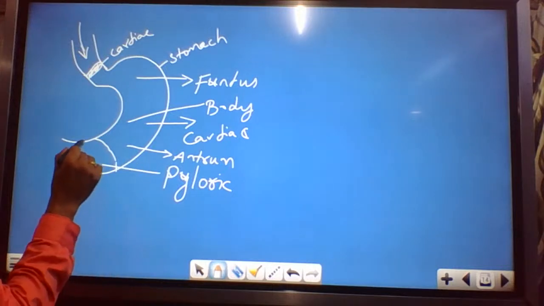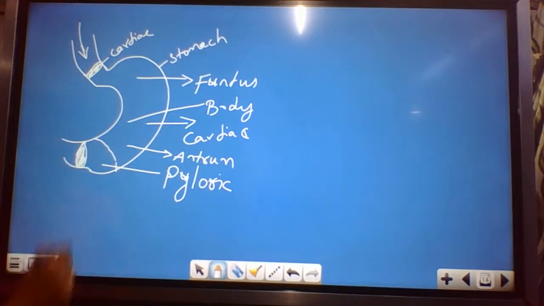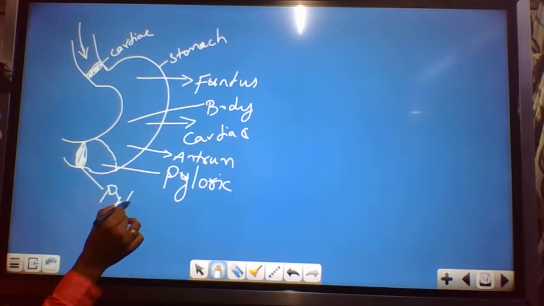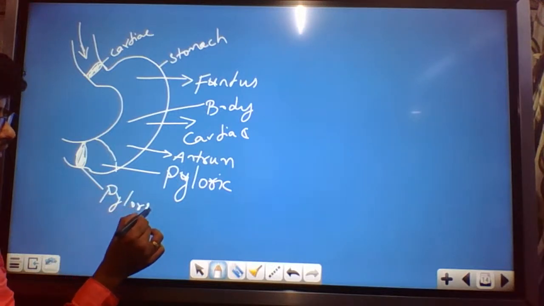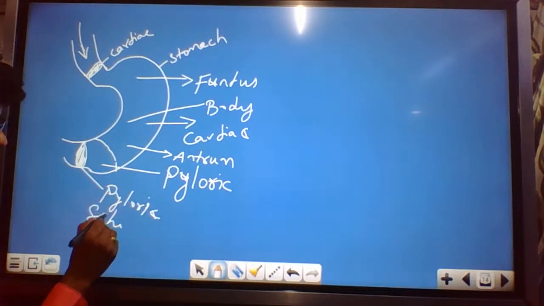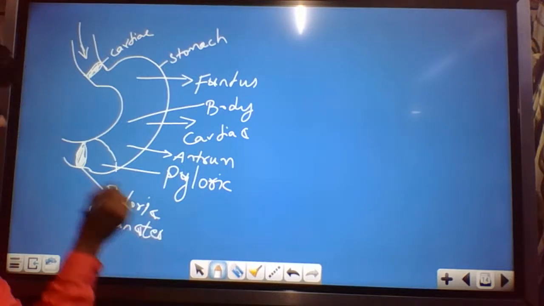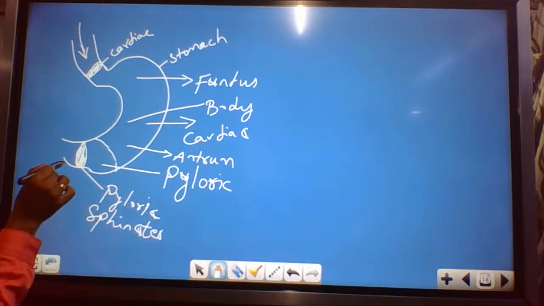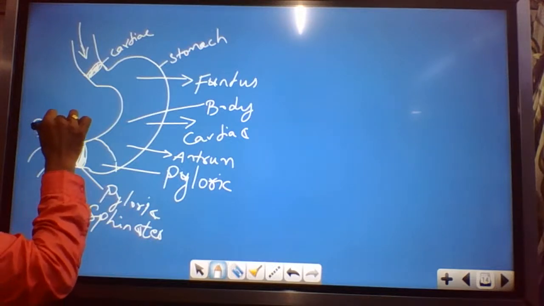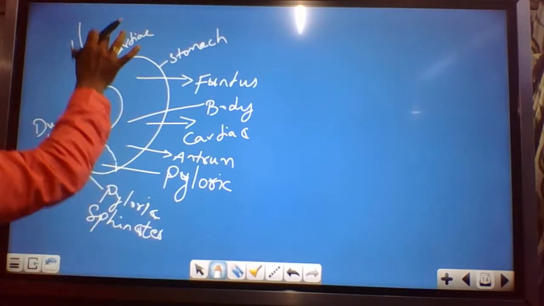At the end of the pyloric region, the stomach has a special type of muscle, a sphincter muscle. This is called the pyloric sphincter muscle. So what will be coming next to this stomach? It's the duodenum. The next part is your small intestine, the beginning of the small intestine. This is the duodenum.